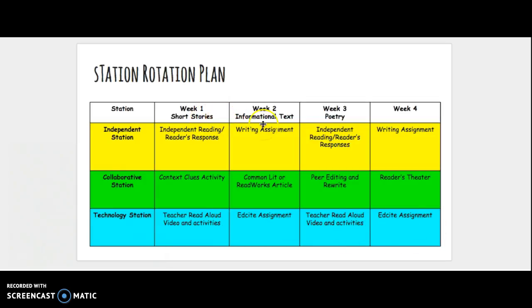As you can see here, I'm going to rotate between literature types. So the first week is going to be short stories, the second week is going to be informational text, and the third week is going to be poetry, and they repeat after that.